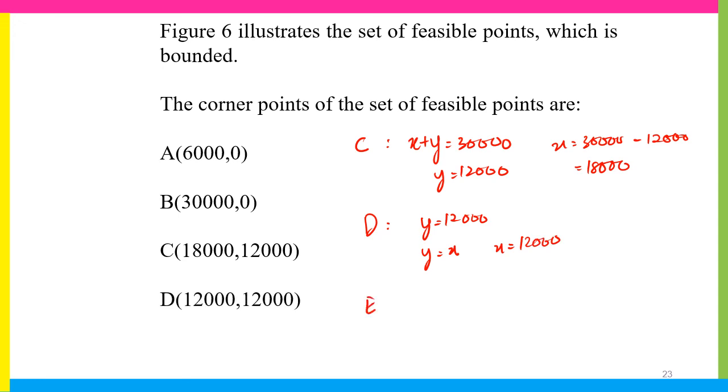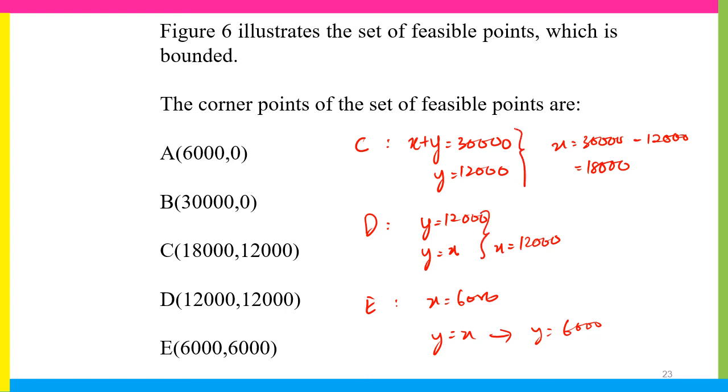And then E is the point of intersection between X equal to 6,000 and the line Y equal to X. Okay, so Y is equal to 6,000 also. So this is the point E. Okay, so we find out the intersection between the two equations. So we have found the points already.